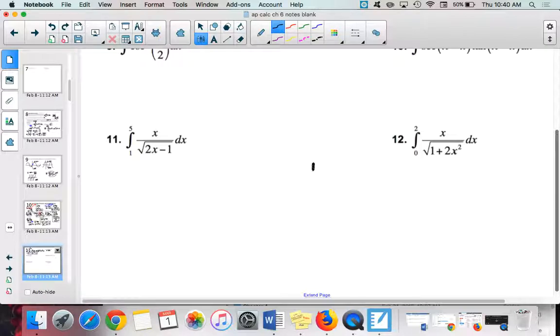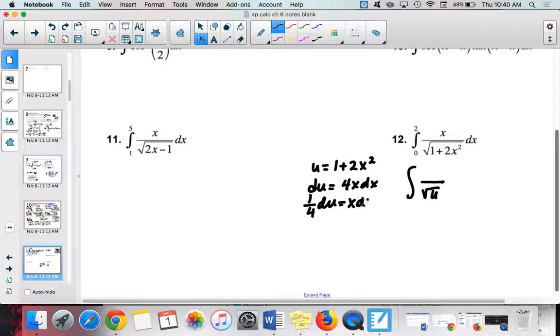So if I let my u equal 1 plus 2x squared, my du ends up being 4x dx. So as I start looking, I definitely have the square root of u, and my x dx is in here. I need to replace that, so it's going to be replaced with 1/4 du. So I'm going to have 1/4 and du.